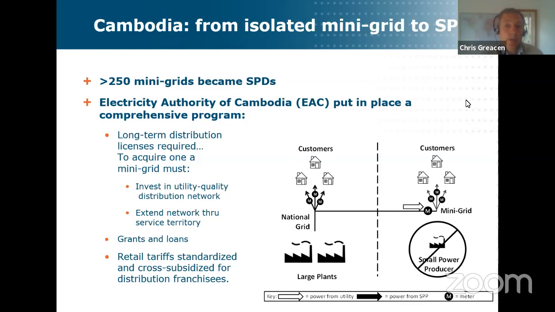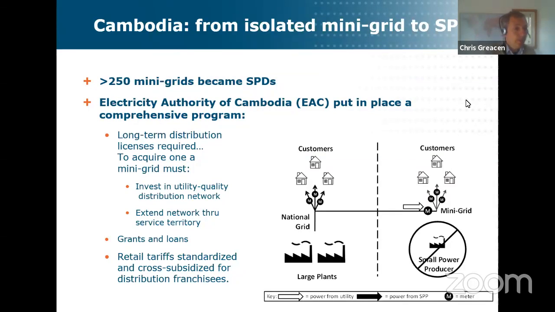Cambodia, from what I've observed, is the biggest example of this in the world. In Cambodia, as the main grid expanded and reached mini grid areas, 250 mini grids became SPDs. They abandoned their generation, which in Cambodia's case was all diesel generators, and they purchased electricity for lower cost than they could generate themselves. They purchased it from the national utility and then resold it to their old customers.